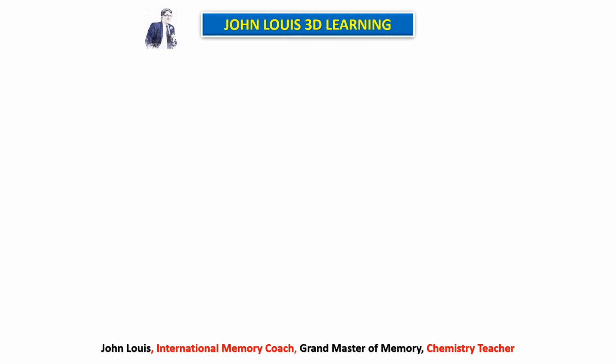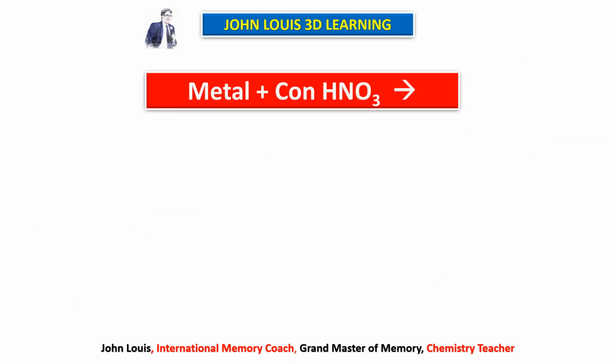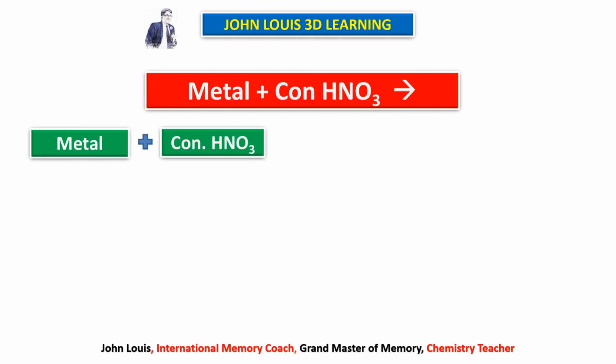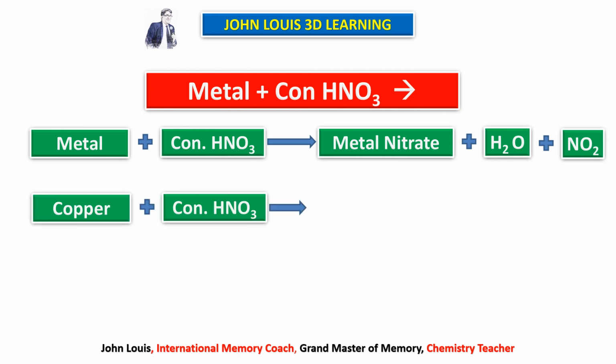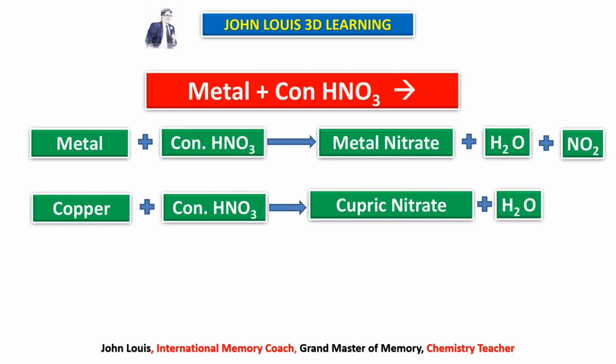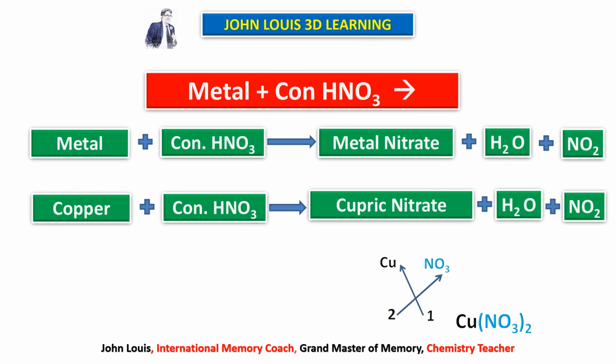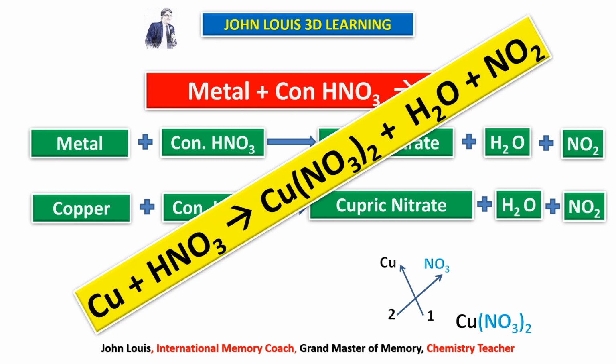The next and the last, third example, is for metal plus concentrated nitric acid. Metal plus concentrated nitric acid gives what? Metal nitrate plus water plus nitrogen dioxide. The metal is copper. Therefore, what do you get? Copper 1 nitrate or copper 2 nitrate? Very simple, it's copper 2 nitrate, otherwise known as cupric nitrate, plus water plus nitrogen dioxide. What's the formula of cupric nitrate? Cu NO3, 2 and 1. If you interchange, you get Cu(NO3)2. Therefore, what is the equation? Cu plus concentrated HNO3 gives Cu(NO3)2 plus H2O plus NO2.